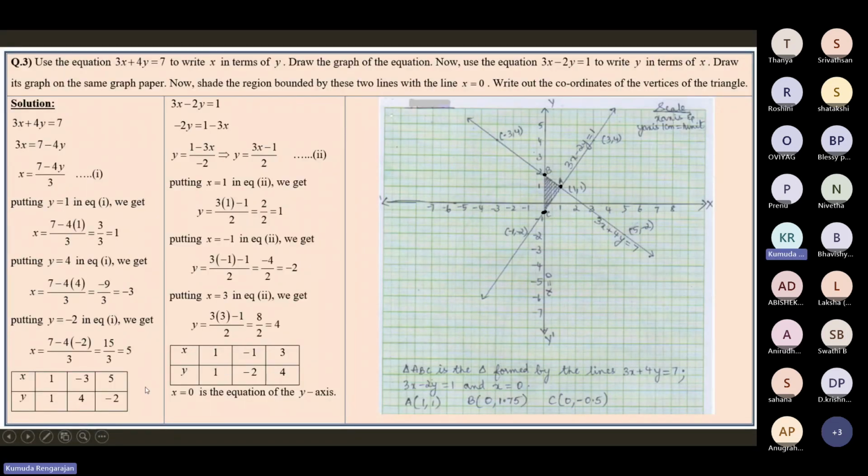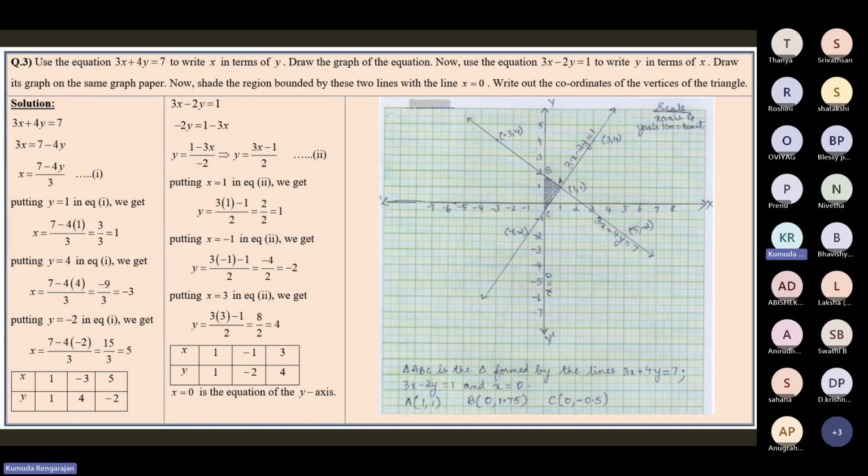So this is, children, one question, but the amount of things you've learned from this one question is many. You've learned many things through this one question. So going back to the information, we are given one equation. We were asked to write x in terms of y. Another equation, we were asked to write y in terms of x. So now you understand how to write x in terms of y, y in terms of x. That is one learning.